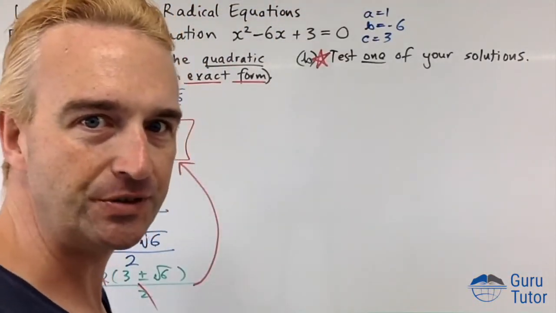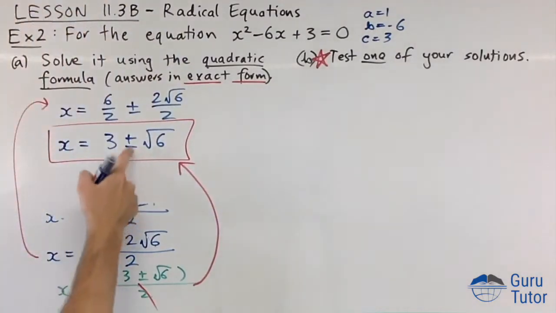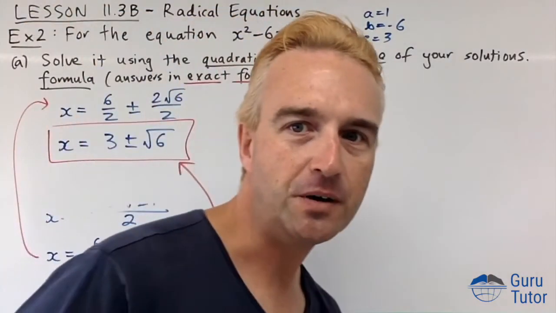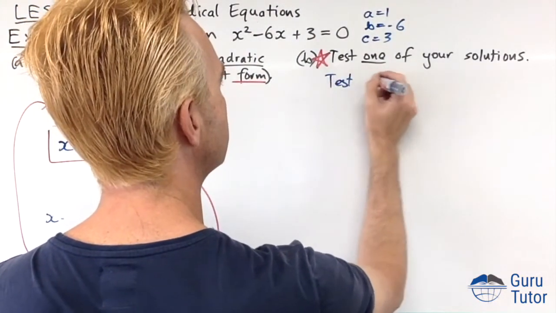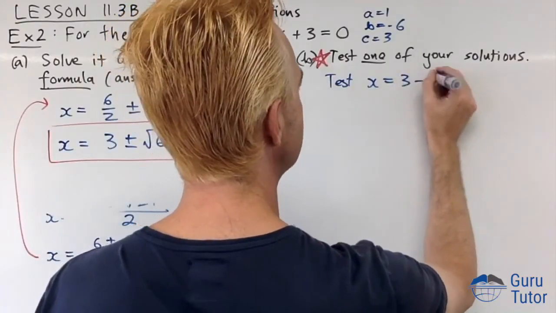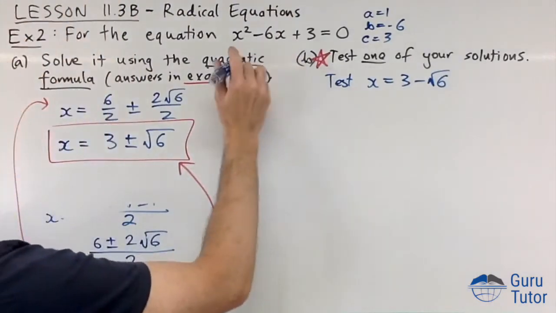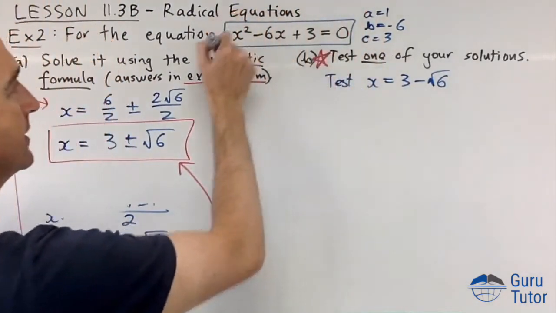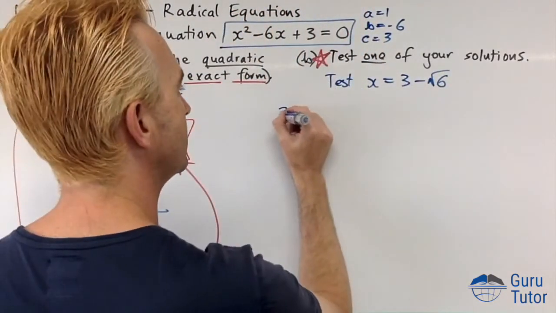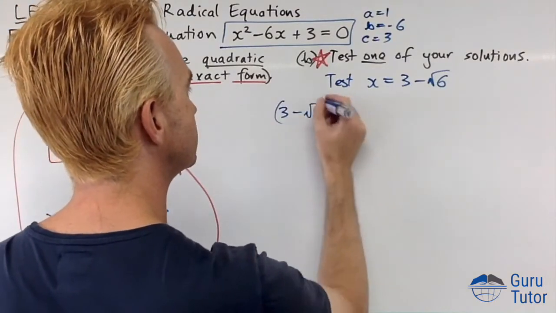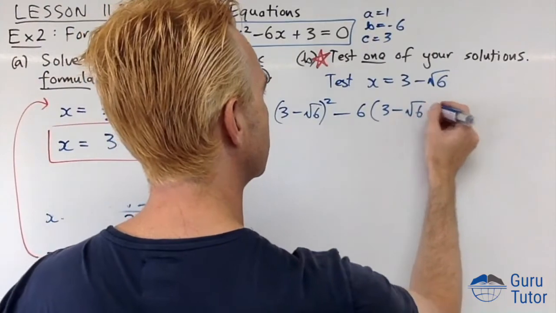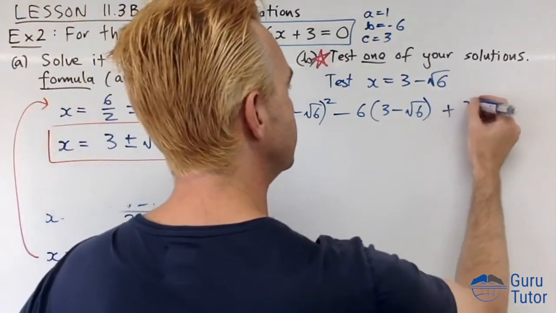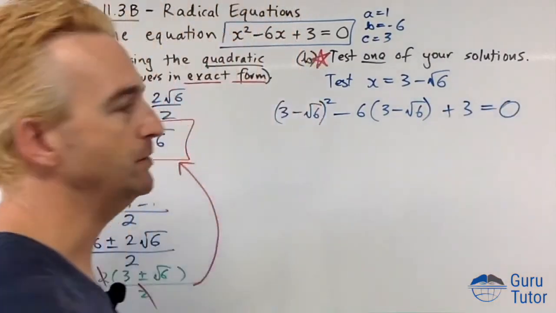Test one of your solutions. So I'm just going to pick one of these ones. Which one? Plus or minus? I'll do the minus because it might just be a little bit trickier. Let's test 3 minus root 6. We put that back into our original equation and see if it's true. 3 minus root 6, x squared minus 6x plus 3 equals 0. Is that true?